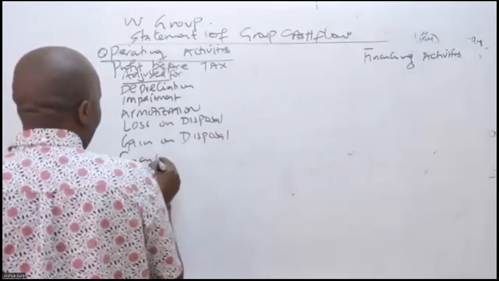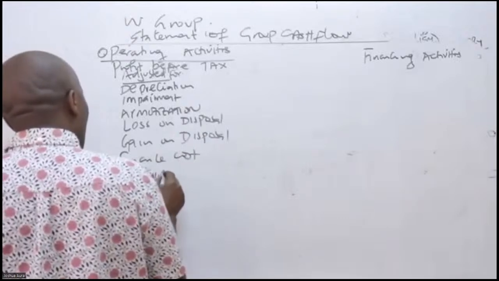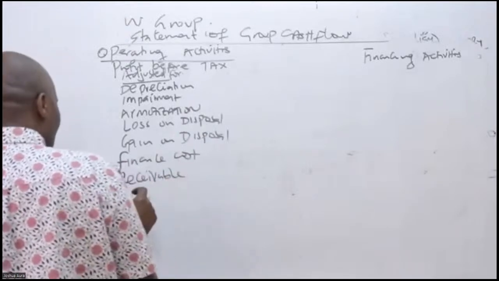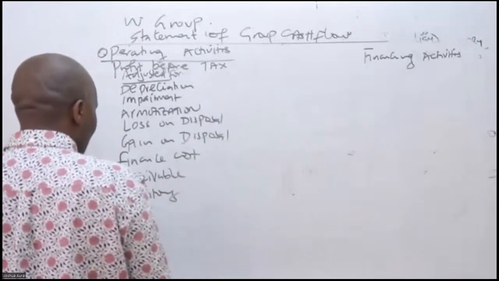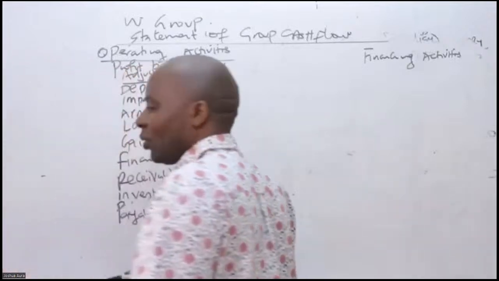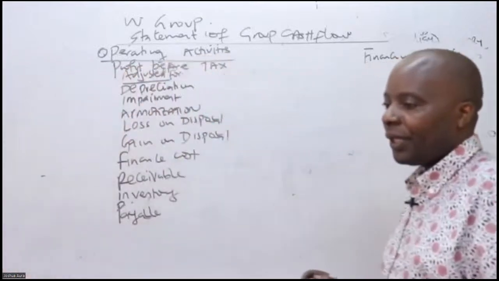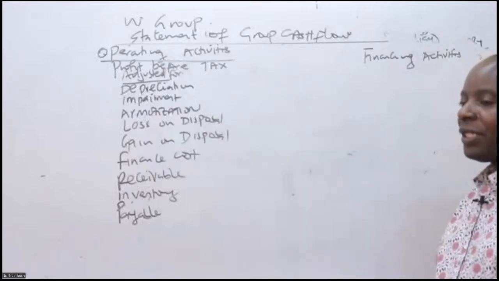We have here finance cost. Here we have receivable. Here we have, in this case, inventory. Here we have what we call payable. Here we have the payable. So Paddy says good now. Please now finish again, typing this very fast.